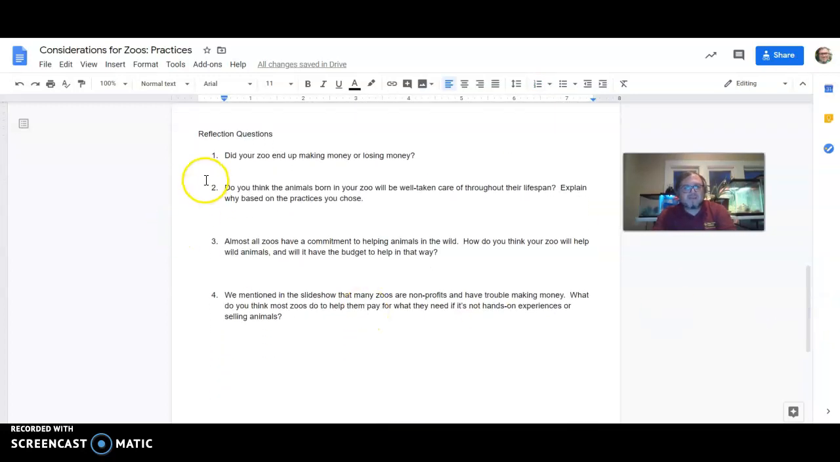And then finally, you have these reflection questions, again, worth 2 points each. Did your zoo end up making money or losing money? Again, factor that in from your question before. Was it positive or negative?